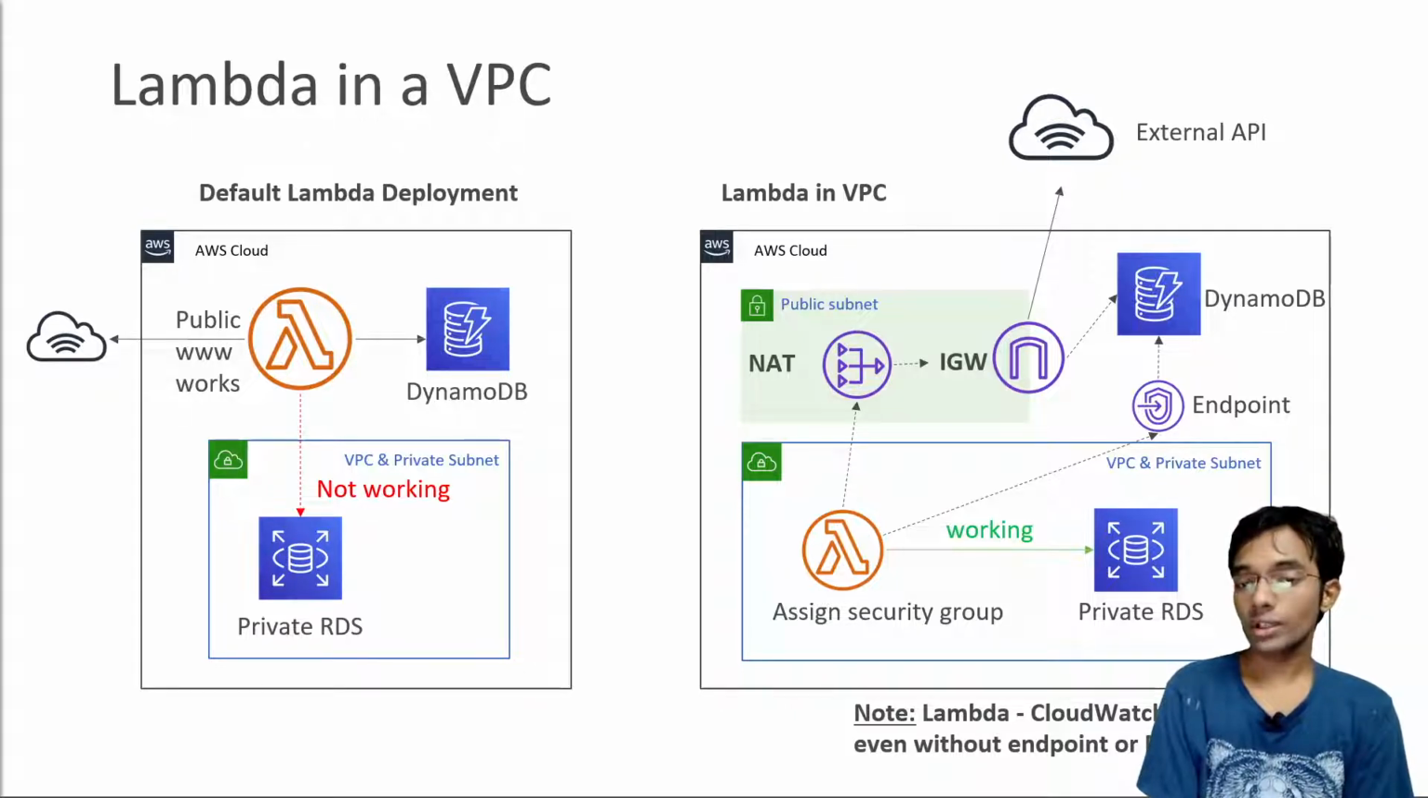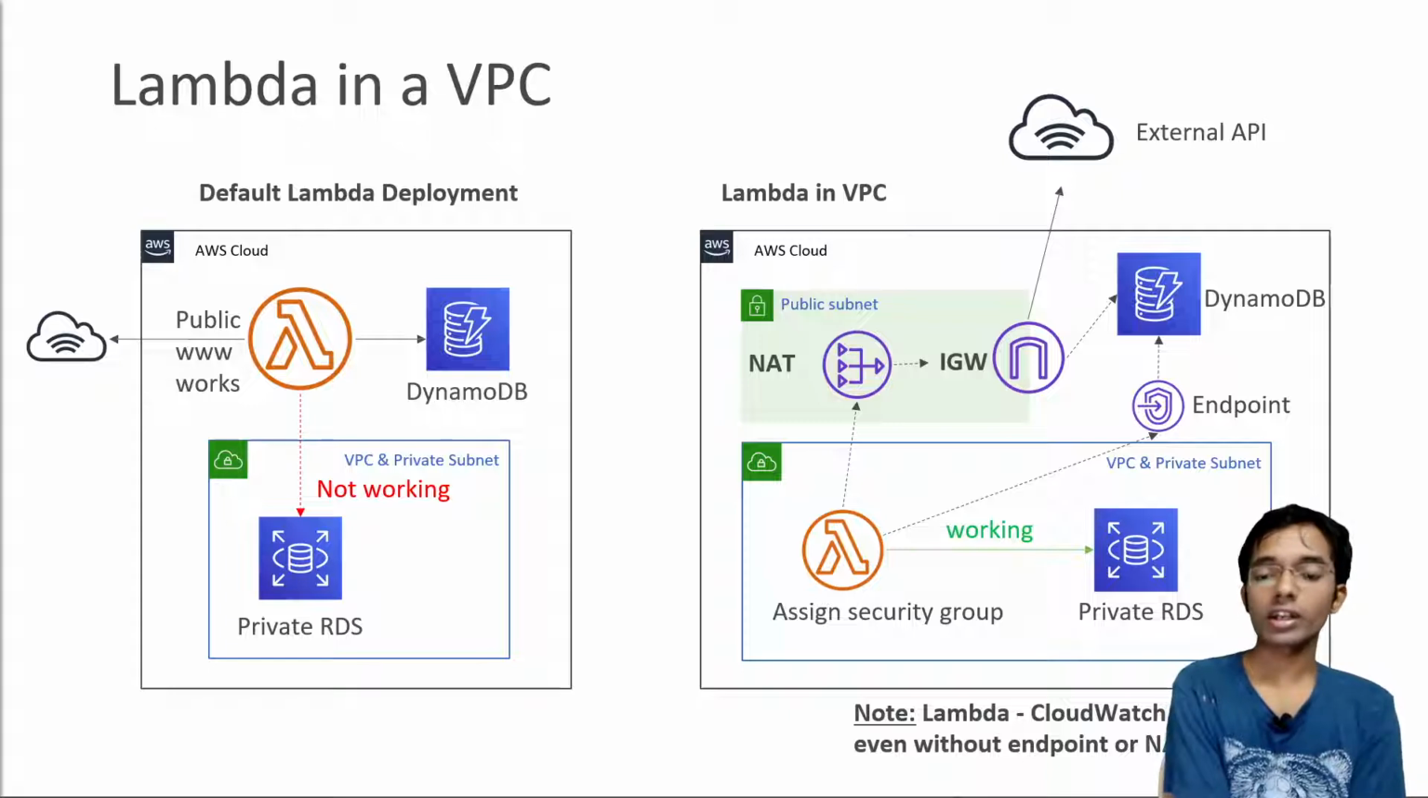So the only way, and we have seen this from other courses, to access the external API is that you need to go through a NAT gateway or NAT instance that is placed in the public subnet, and then the NAT instance needs to be connected to an internet gateway in the public subnet to talk to your external API. So this is the way and it works.